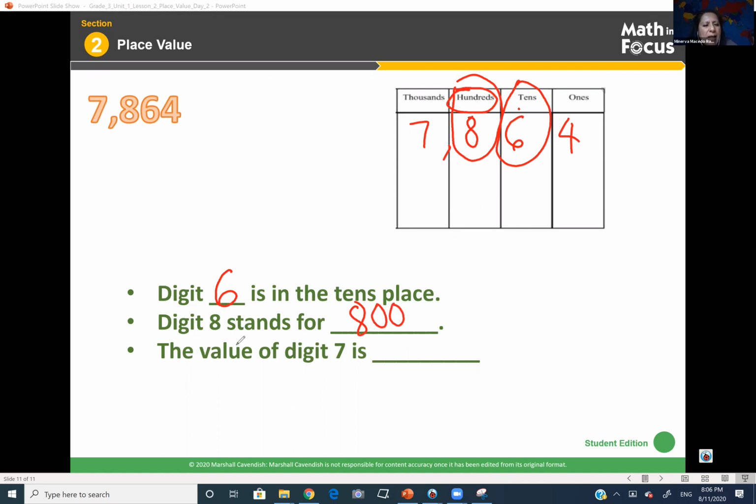And finally, let's look for the value of digit 7. Now let's find digit 7. Digit 7 is here in the thousands place. So the value, or I can tell again that the 7 stands for 7,000. So I'm going to write that here, 7,000. So the value of digit 7 is 7,000, or 7 stands for 7,000 too.